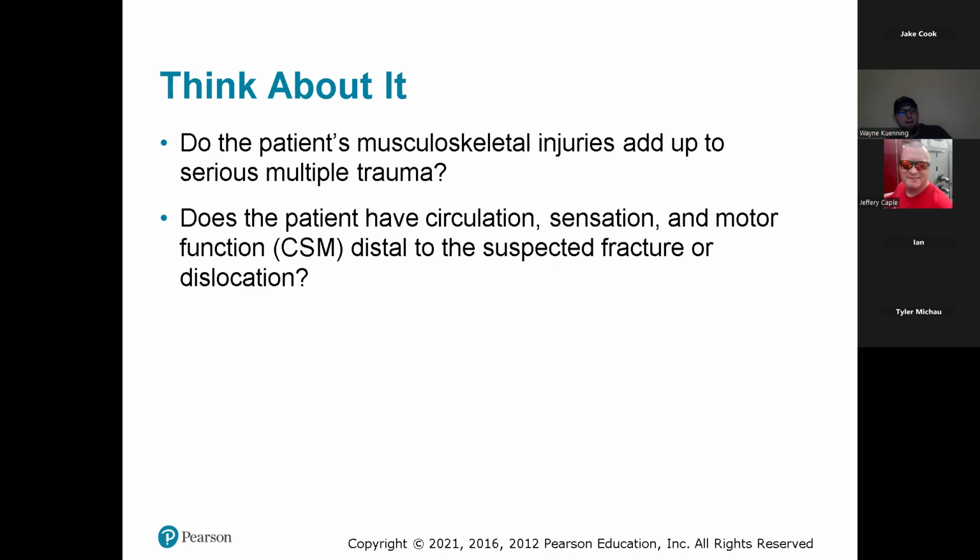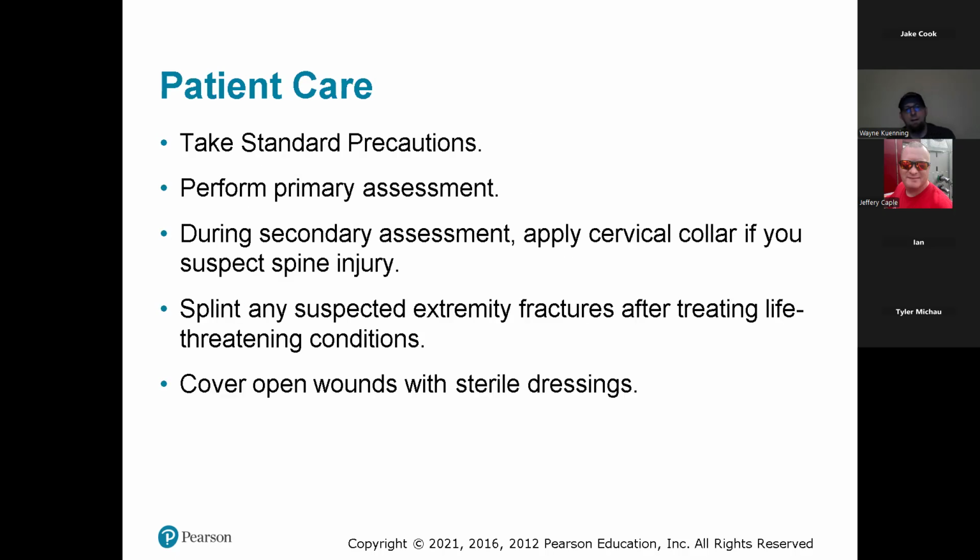It doesn't take chest, abdomen, or central nervous system trauma to have serious multi-system trauma. Two long bone fractures, two femoral fractures, two humeral fractures, that adds up to serious multiple trauma, especially if they don't have CSMs intact distal to the fracture. A pulseless extremity is a trauma alert every day.